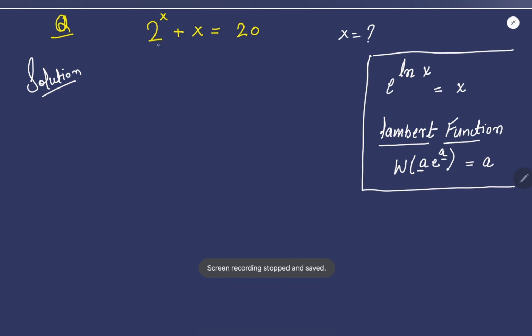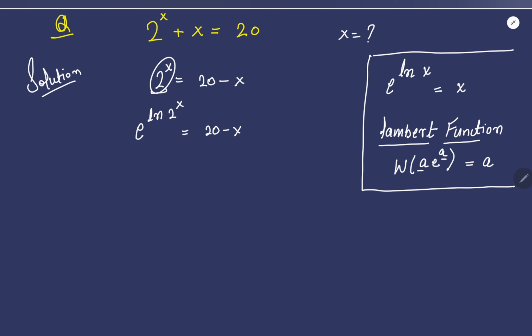Here we have 2 raised to power x plus x is equal to 20. Can I write it as 2 raised to power x is equal to 20 minus x, right? I just told you that e raised to power ln x is x. So if I have something, can I write it as e raised to power ln? This would not affect anything, because whatever I have here, suppose this is t, I am writing it as e raised to power ln t. So why am I doing that? You will understand now. Is equal to 20 minus x, right?